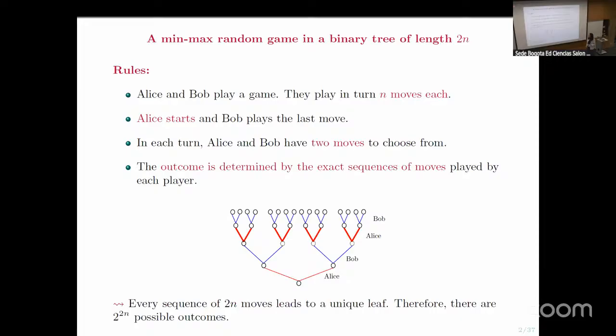So you can think of this game as a game on a binary tree. I have here Alice, Bob, Alice, Bob. In total I have 2n moves, or 2n sequence that leads to a leaf, and therefore there are 2 to the power 2n possible outcomes. In other words, this is the number of leaves in this tree, 2 to the power 2n possible outcomes.